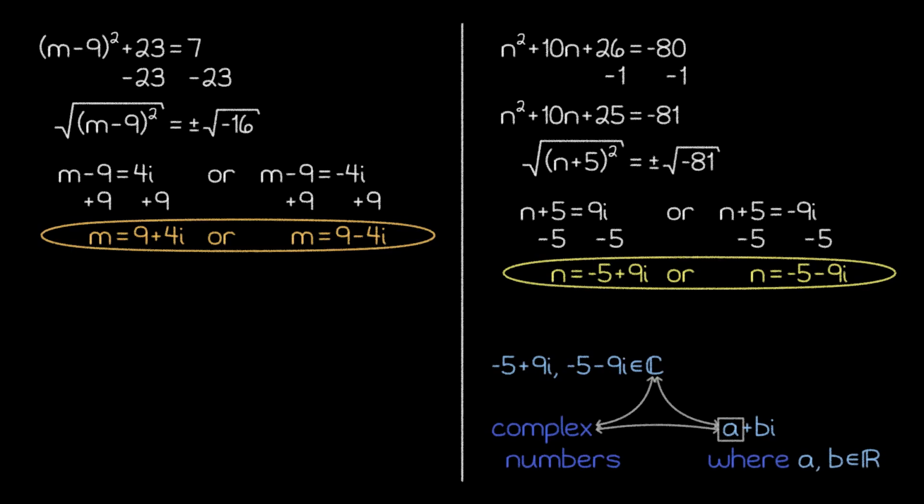Since a is on its own, it's called the real part, and since b is being multiplied by i, it's called the imaginary part. Thus, for our first answer in the first problem, the real part of that answer is 9, and the imaginary part is 4. But for our second answer in the second problem, the real part is -5, and the imaginary part is -9.